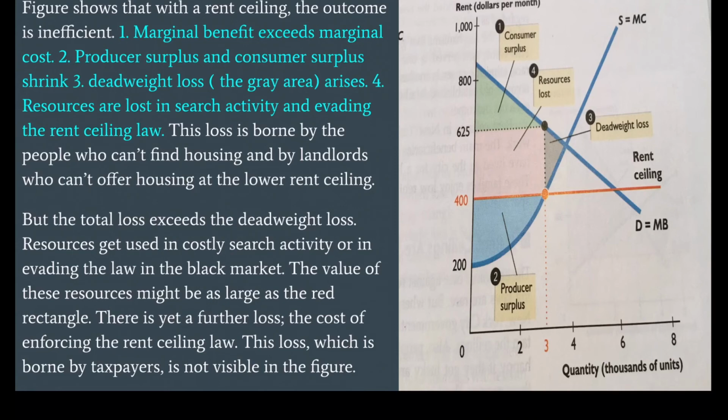Resources get used in costly search activity or in evading the law in the black market. The value of these resources might be as large as the red rectangle. There is yet a further loss, the cost of enforcing the rent ceiling law. This loss, which is borne by taxpayers, is not visible in the figure.